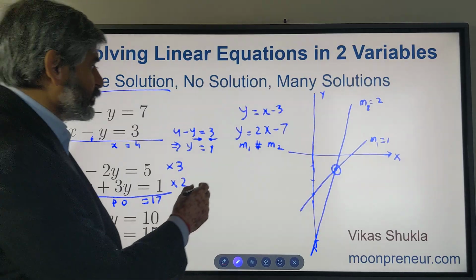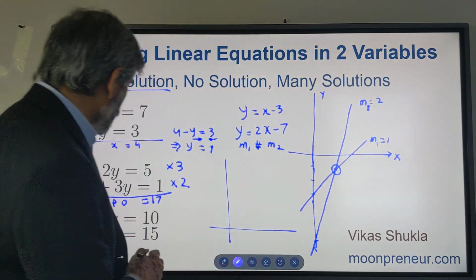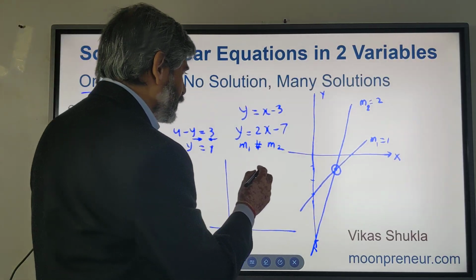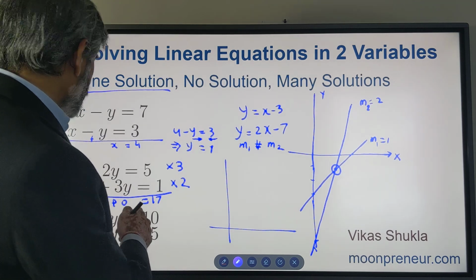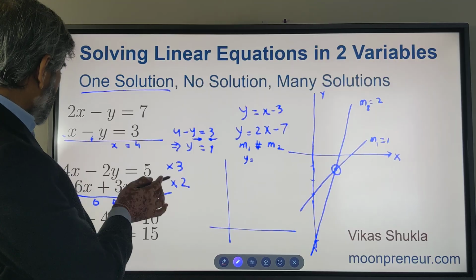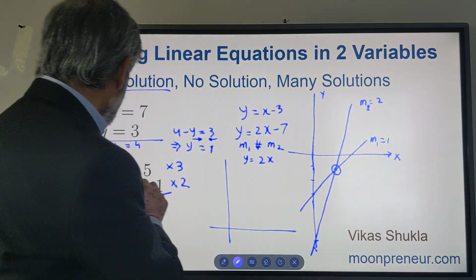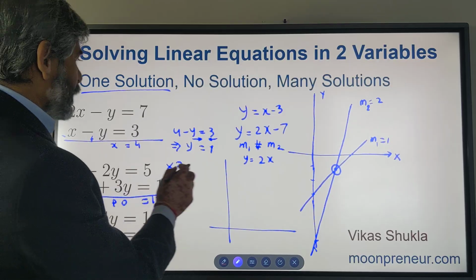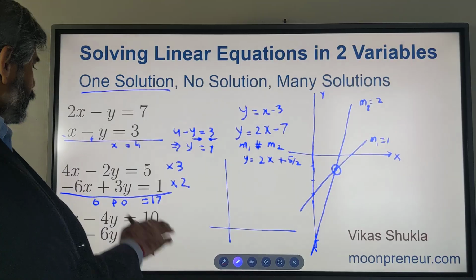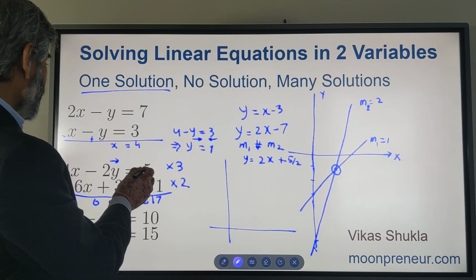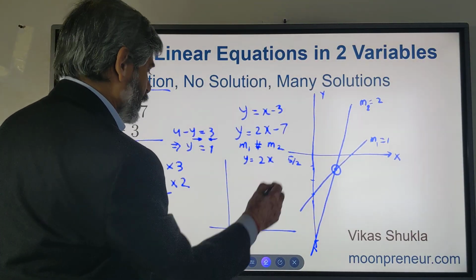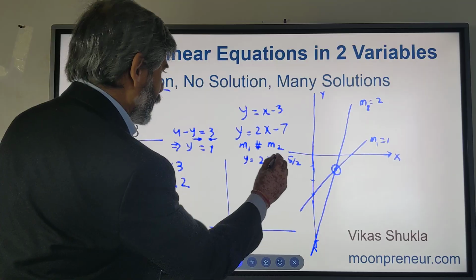Let's take a look at the second one. In the second one, we have these equations. The first one, I can write as y equal to 2x plus 5 by 2. That is equation number 1. You can rearrange this, 2y take this side, 5 to this side, actually this 5 becomes minus 5 by 2. So I write minus 5 by 2.